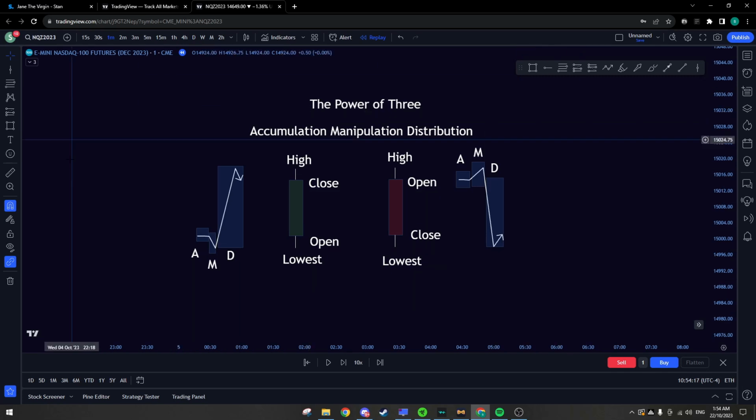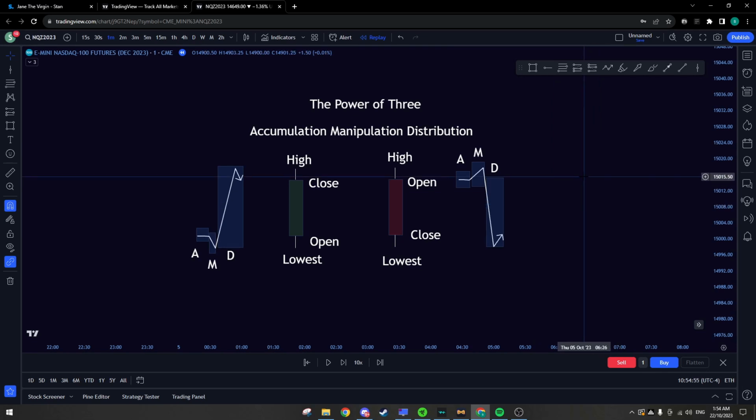So for the bullish candle, I'm sure you're familiar with this, with the open, low, high, close. That open here is our accumulation. We get that manipulation to the downside and that expansion and distribution to the upside where we close above our opening price. Now with the bearish candle, we get that accumulation at the open, our manipulation to the upside, and our expansion and distribution to the downside.